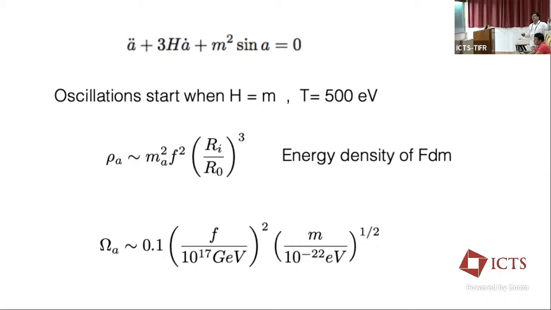In the radiation era, the Hubble expansion rate is T squared upon m Planck. So you equate T squared upon m Planck to this small m, and take this small m to be 10 to the minus 22 eV, and you will get T equal to 500 eV. So basically at 500 eV, this will start oscillating and behave like cold dark matter. And here you get an f from this. Okay. And f is 10 to the 17 GeV for this mass of 10 to the minus 22 eV. So this is in the ballpark of your GUT or string Planck scale. So that is what made this interesting.